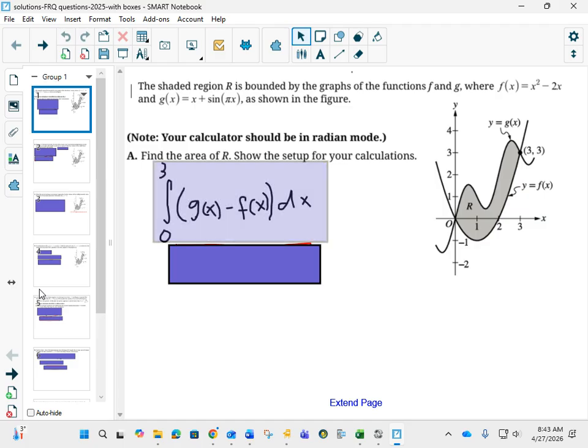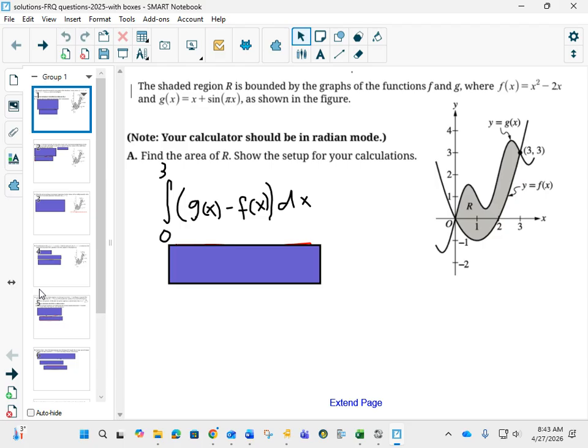And we will do the integral from 0 to 3 of the upper function minus the lower function. It is okay, and you would get full marks if you wrote g of x minus f of x instead of writing x plus sine pi x minus x squared minus 2x. On the exam, they'll be looking at this, aligning a mark. Do you know that it goes from 0 to 3? Do you know that it's one function minus the other function? And it doesn't matter which way you write it. So this is simpler than writing out the actual equations.